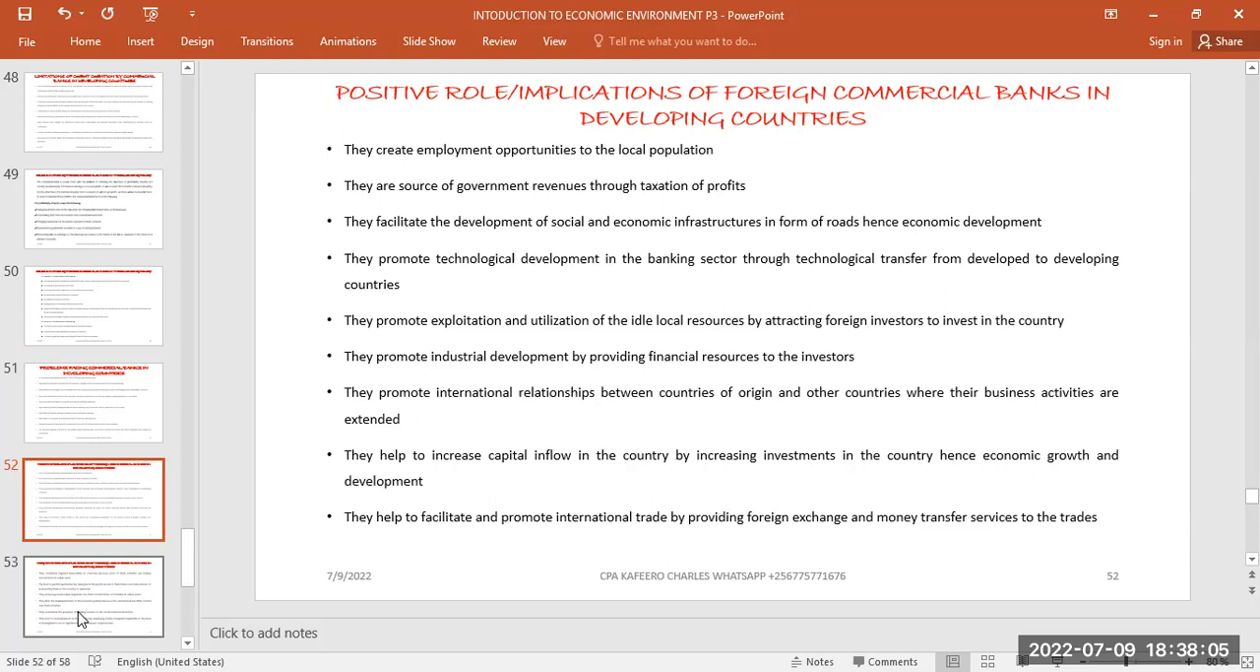They help to facilitate the promotion of international trade. How do they do that? By providing exchange rates, foreign exchange and money transfer services. And those are mainly used in international trade, because in international trade, we expect that we are going to be having different currencies which need to be converted each and every time we make transactions.